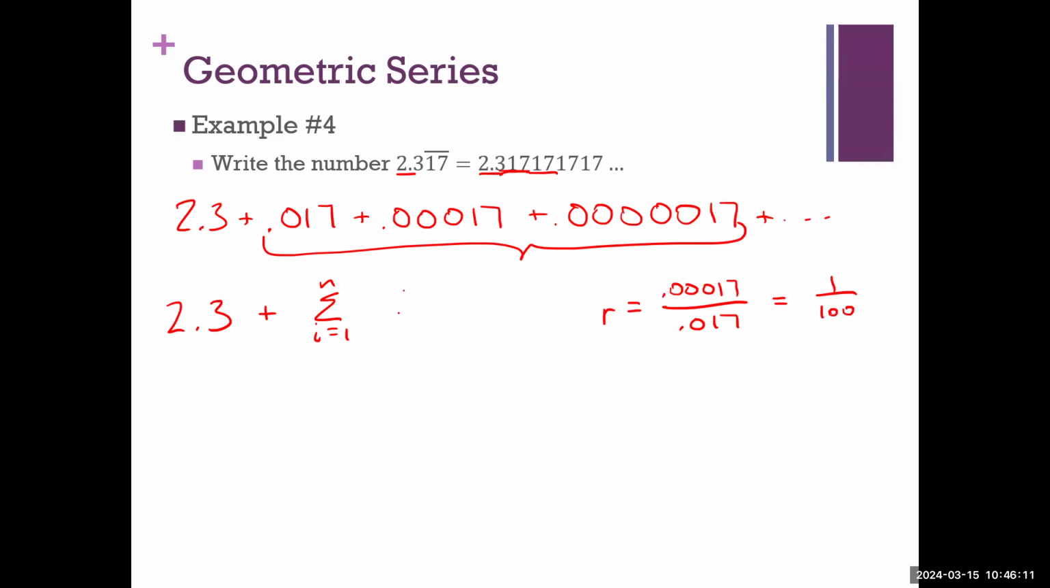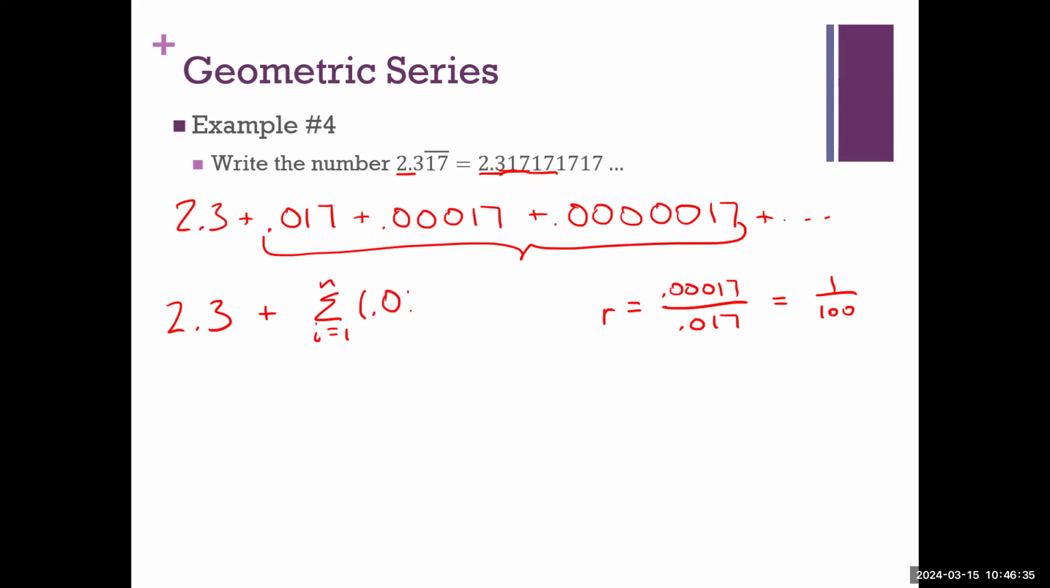So, I believe that I have a common ratio of 1/100. For now, I'll put an r, we might have to alter that. What's the first term in the sequence? 1.7? 1.7 is the first. Oh, okay. Each term is going to be multiplied by 100.